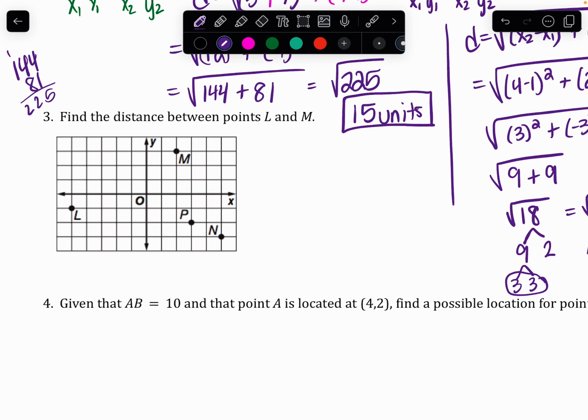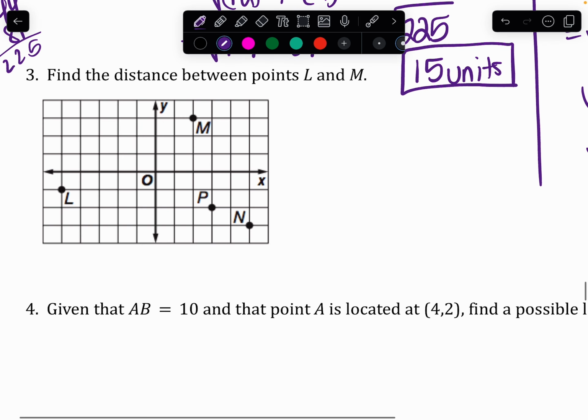I like this example that gives you the points L and M on the coordinate grid, because it shows you where the distance formula comes from. So we're looking for the distance between L and M. Now, if you look at dropping down straight and then drawing over straight, we have what's called a right triangle. Now, L is at the point negative 5, negative 1.